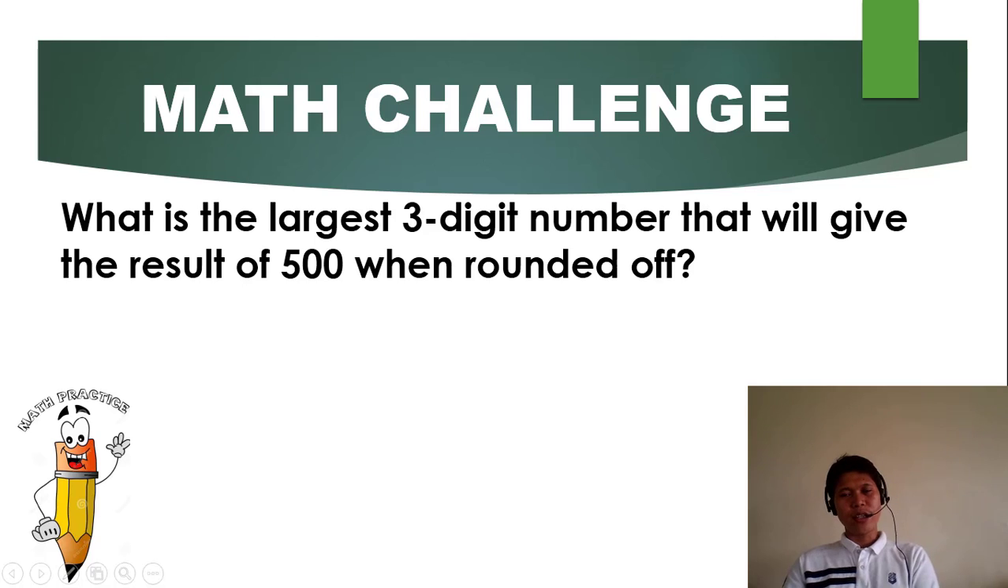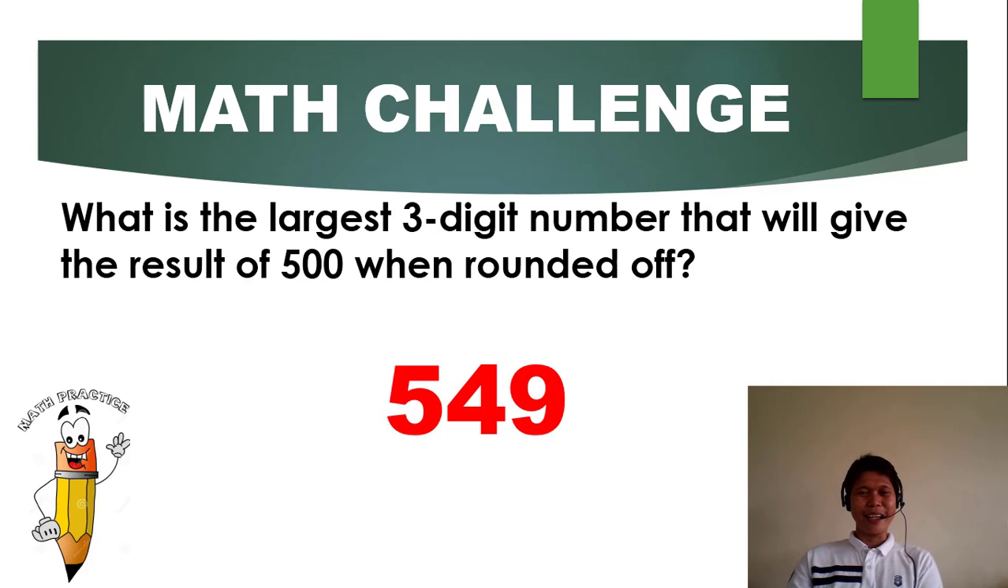What is the largest three-digit number that will give the result of 500 when rounded off? Start. Okay, I hope that you got the correct answer. And the correct answer is 549.